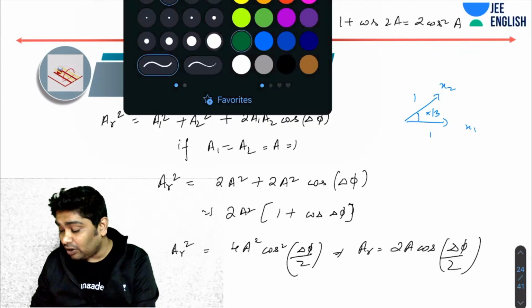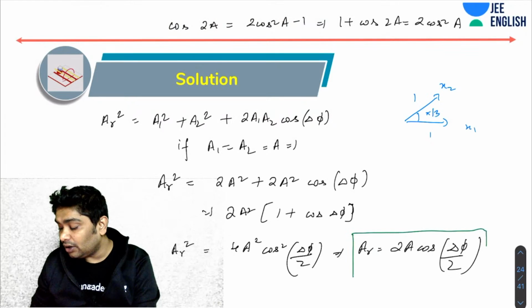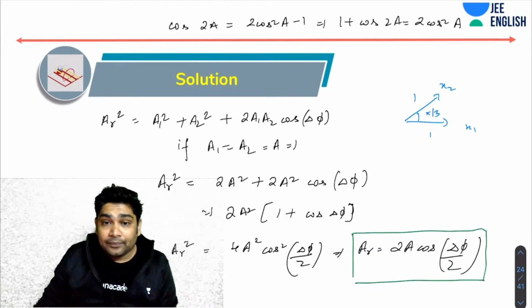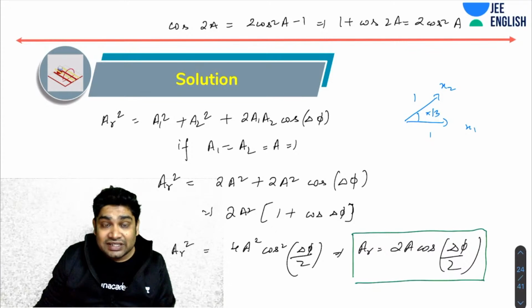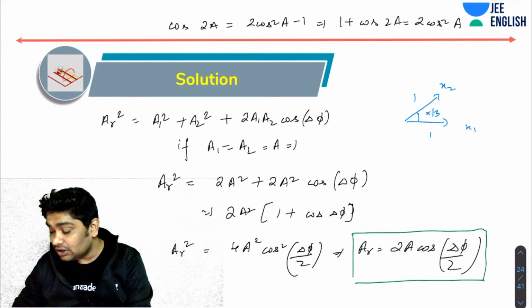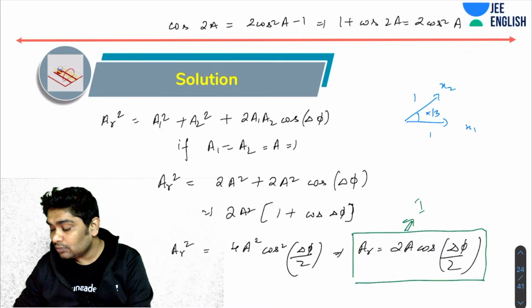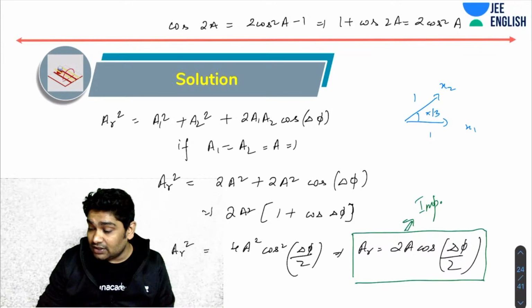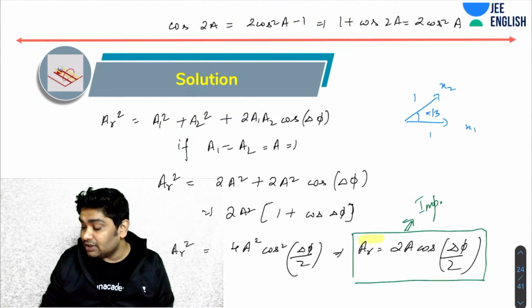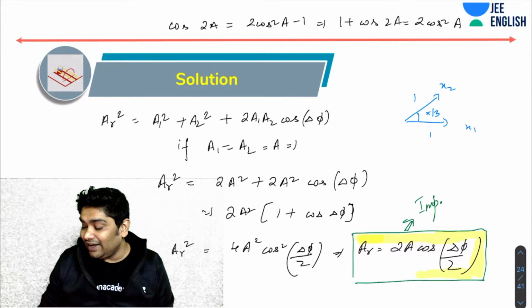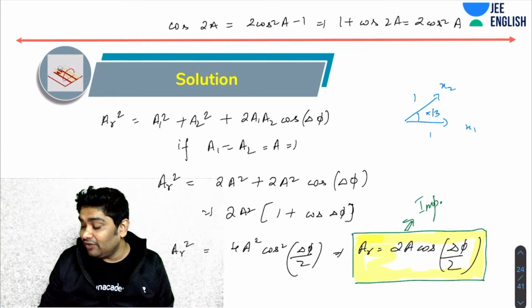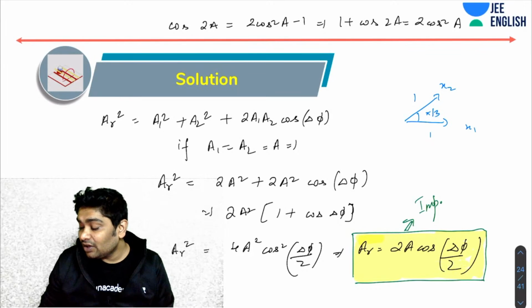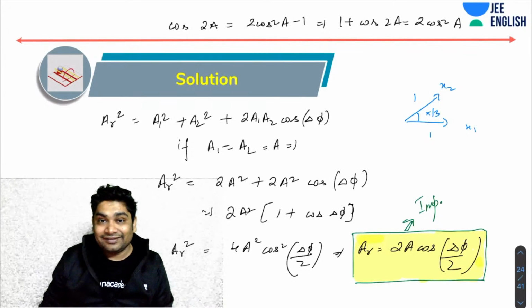This is a very important result which we use a lot. Very, very important result. So memorize this. This result is so important that you should memorize it. This will help you in wave optics also, when you're talking about YDSE, Young's double slit experiment, and interference, because that is also nothing but superposition, right?